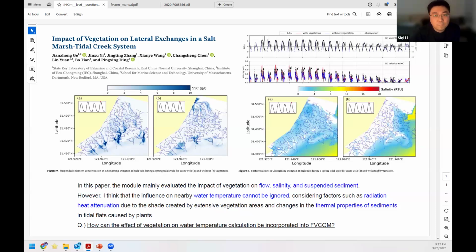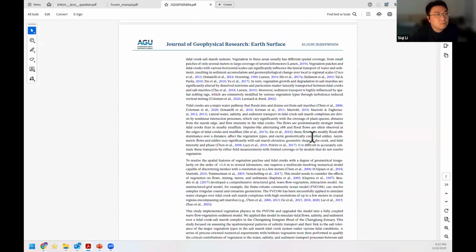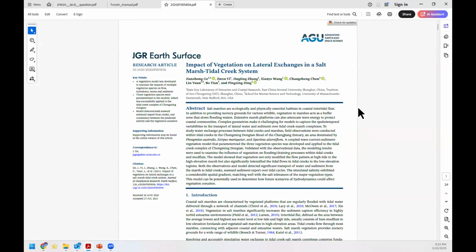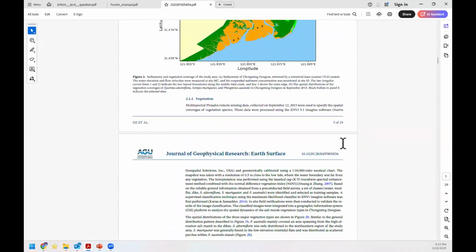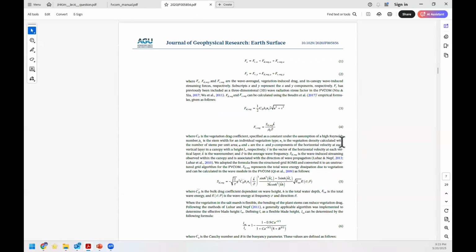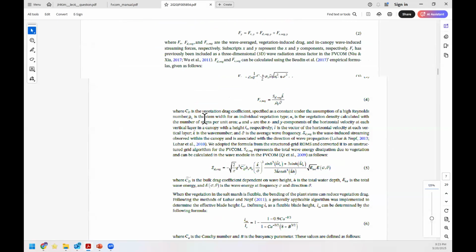How can vegetation affect the water temperature calculation? That's a question. You look at the paper, and they talk about how the vegetation works. So you have a mathematical measure of vegetation, the coupling. Go down, go down. Can you make it bigger?